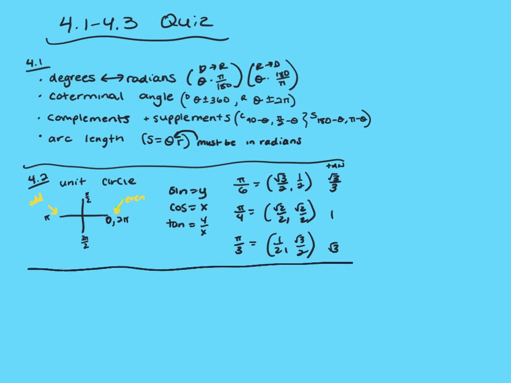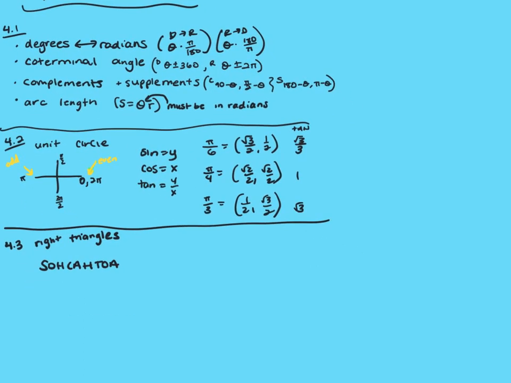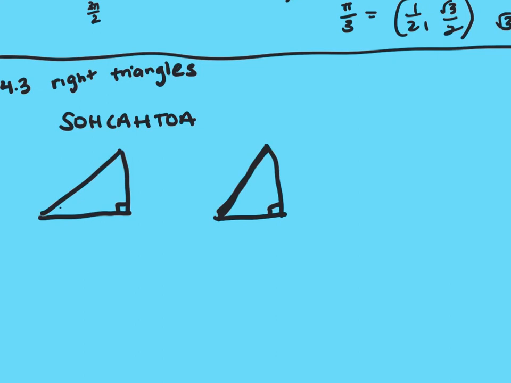Okay, then came 4-3, which was the right triangle trig. So this is our SOHCAHTOA. This is our 30, 60, 90 triangles and our 45, 45, 90 triangles. So in general 30, 60, 90: opposite the 30 is A, opposite the 60 is A root 3, and opposite the 90 is 2A. And 45, 45, 90: opposite the 45s are A's, and opposite the 90 is A root 2.